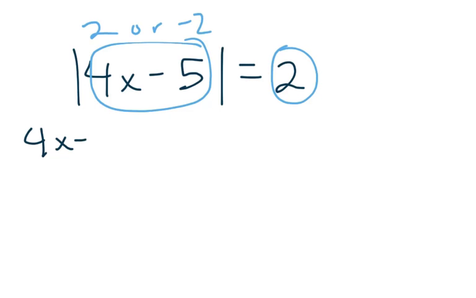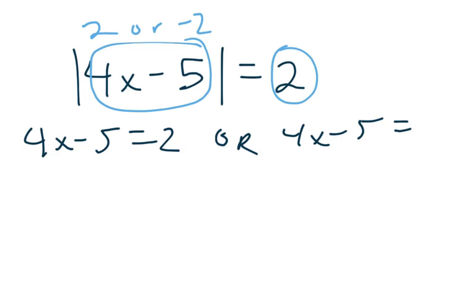I'm going to take 4x minus 5. I know it could equal 2, or 4x minus 5 will equal negative 2. And now we're going to solve each equation. How do I get rid of this minus 5 right there? I'm going to do a plus 5.